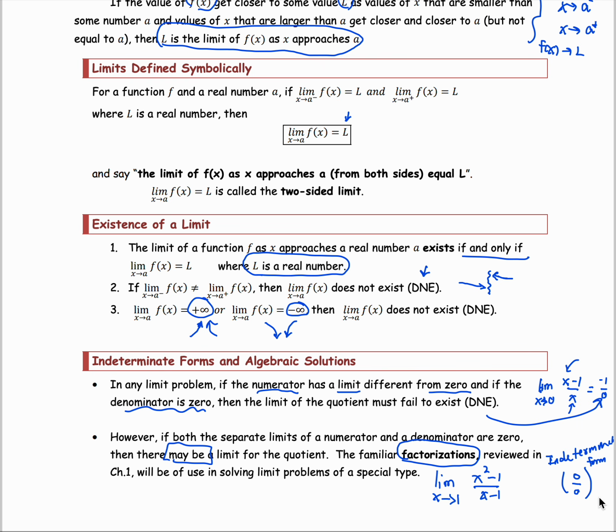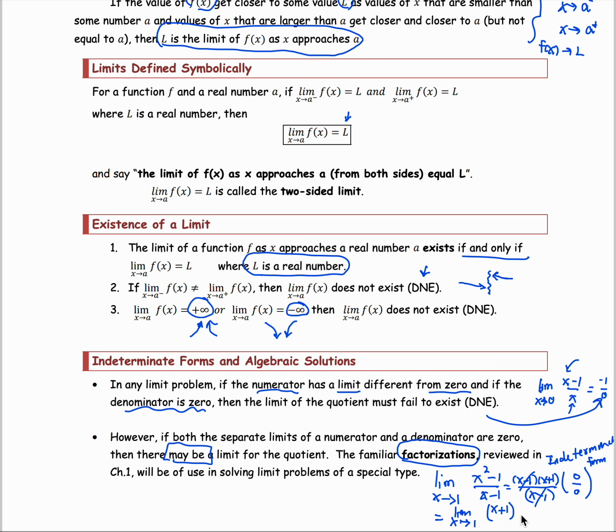We are not sure yet whether the limit does exist or not. So in this case, we're going to factor completely. For example, x minus 1 times x plus 1 for the numerator, divided by the denominator x minus 1. Then we can see the factors top and bottom reduce. Therefore, the expression simplifies to just x plus 1. And we find the limit as x approaches 1.